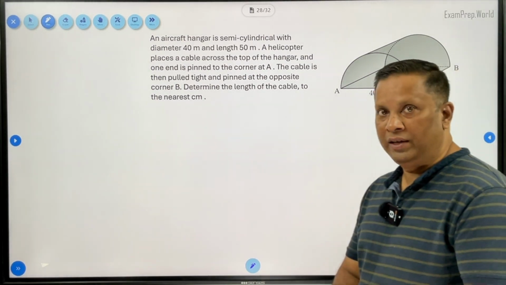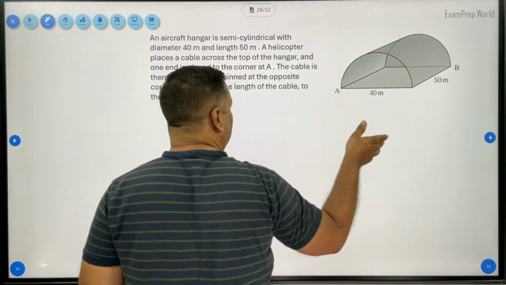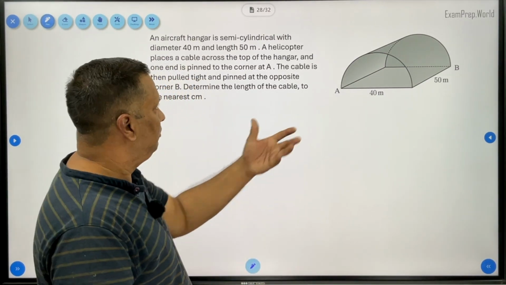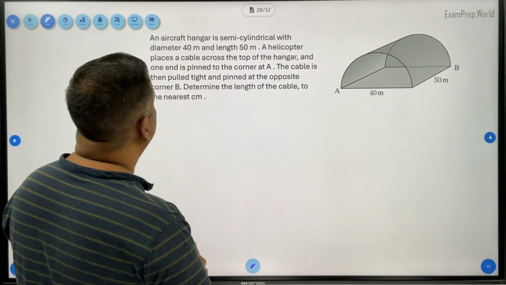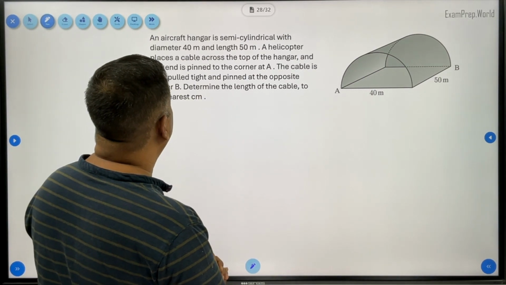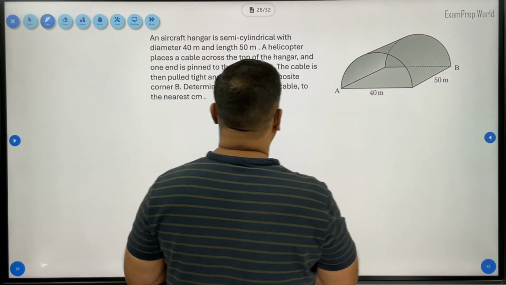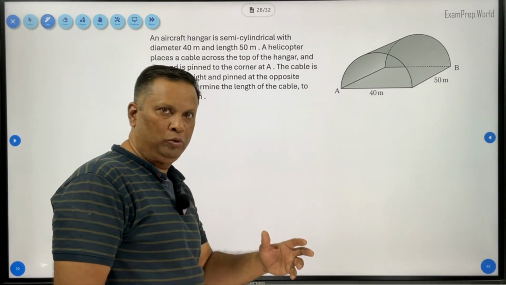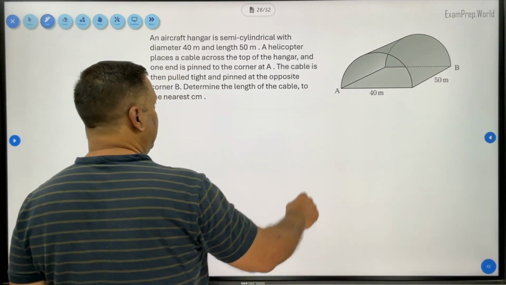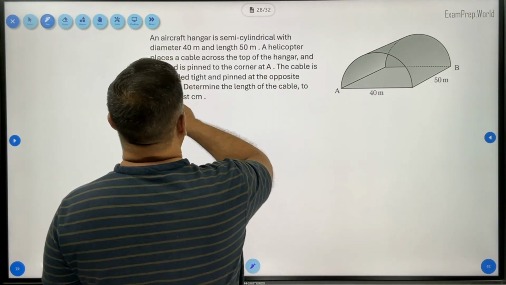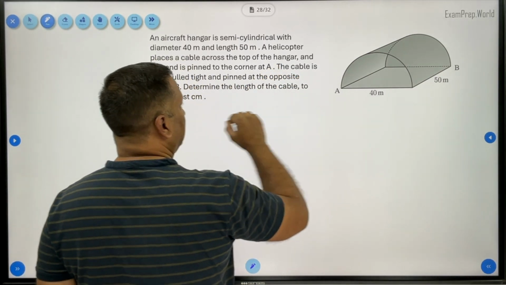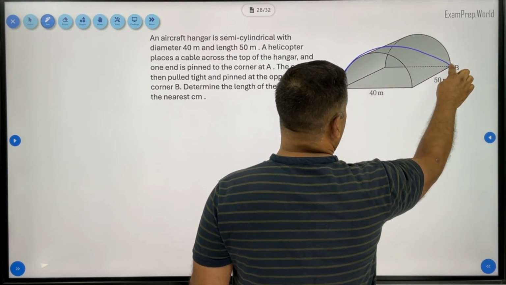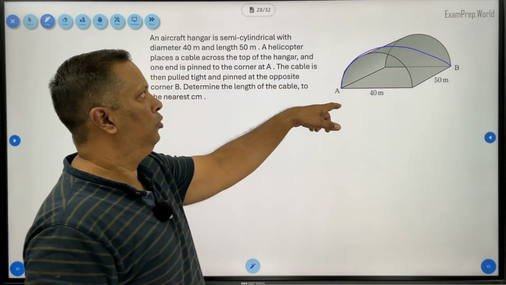This is an aircraft hangar. So hangars are made like this, so they can park aircrafts inside. Now this is the shape. The diameter of this is 40 and the depth is 50 meters. A helicopter places a cable. A helicopter, or a human, can also place it. The cable is pulled tight and pinned on the opposite corner B. From A, the cable goes outside, and they put it to B.